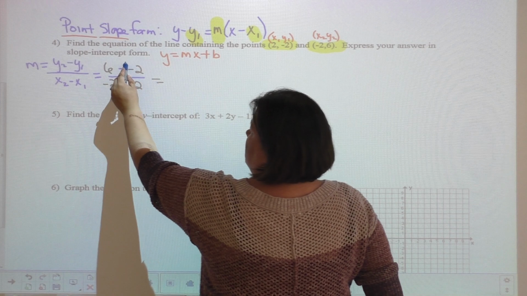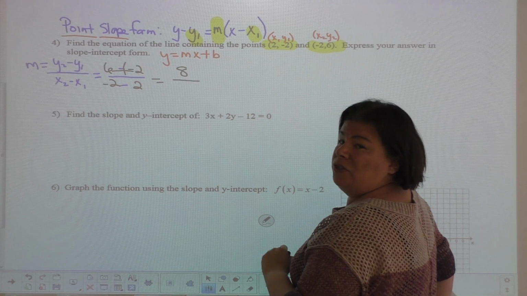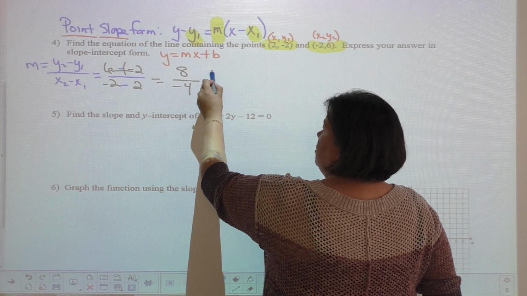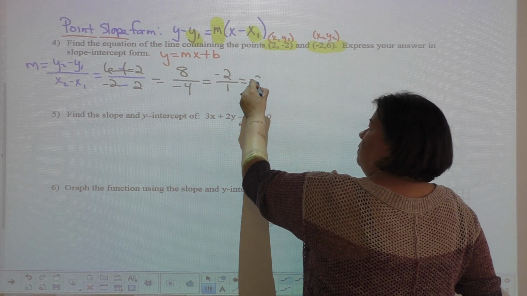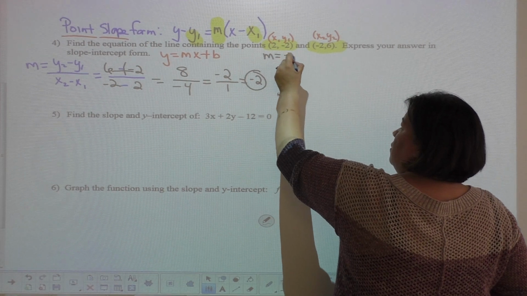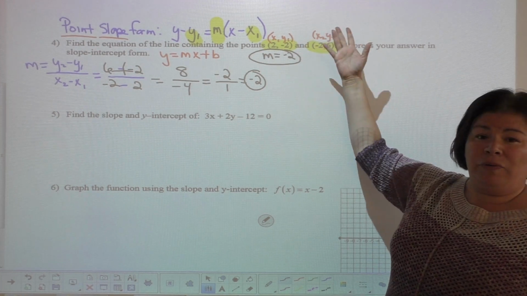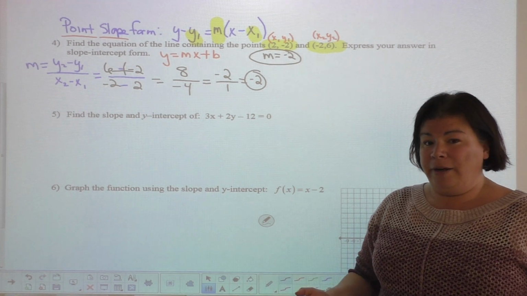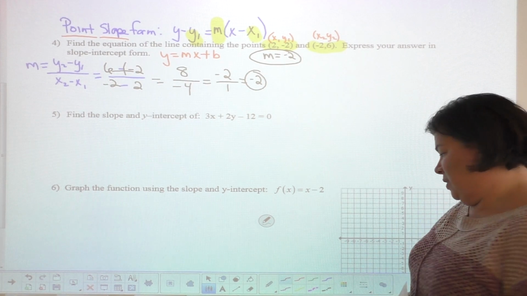Once I find my slope, I can use that and a point. So let's go ahead and simplify this. 6 minus negative 2 is positive 8. Negative 2 minus 2 is negative 4. Reduce always whenever possible. My slope is negative 2 over 1, or negative 2. So I found my slope. My slope is negative 2. I'm going to use that slope and my point. Now you're like, well, which point do I use? It doesn't matter. I like to say the less you have to deal with negatives, the better. But if we can't avoid negatives, then it doesn't matter which one we use anyway.